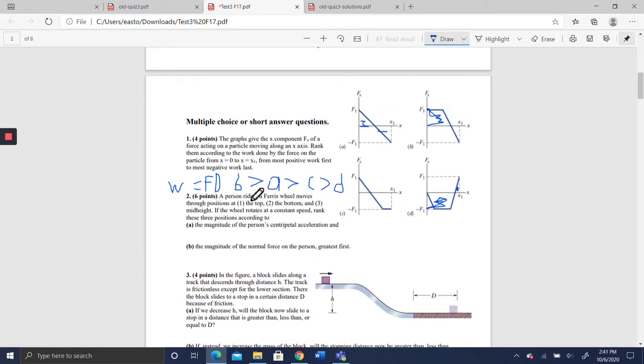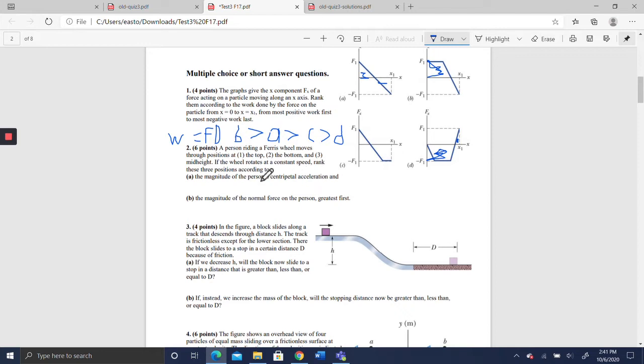And then number 2 is a centrifugal force question. So this all should have been covered in the last test, so I don't believe you'll need to worry about a question like this. However, if you did get a question like this, if you do want to practice with it, the answers at the top will be going down. Normal force on the person.